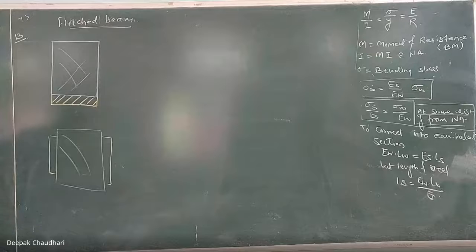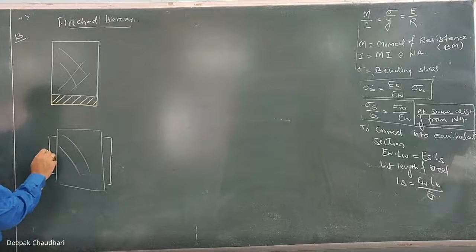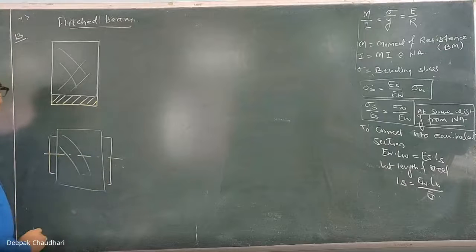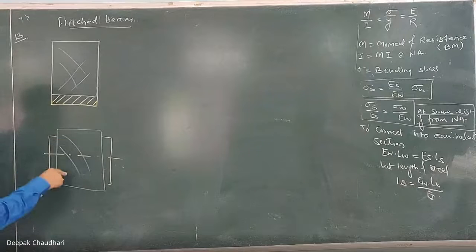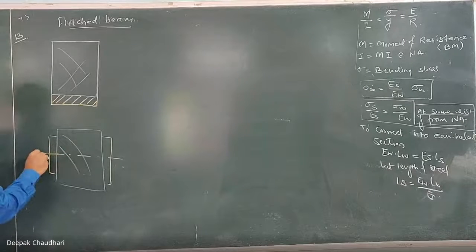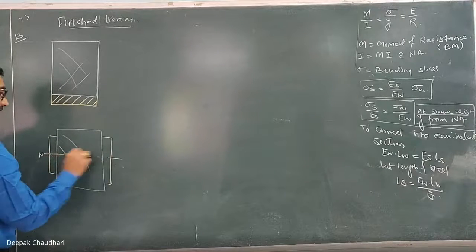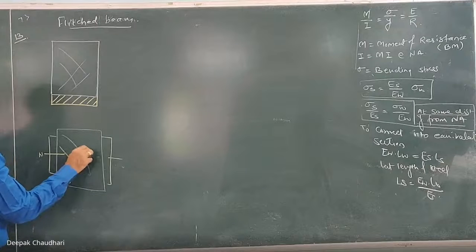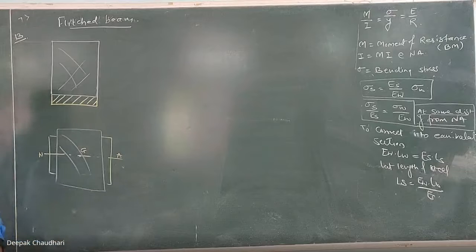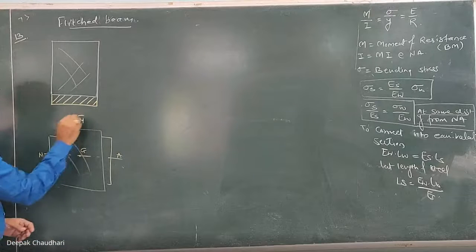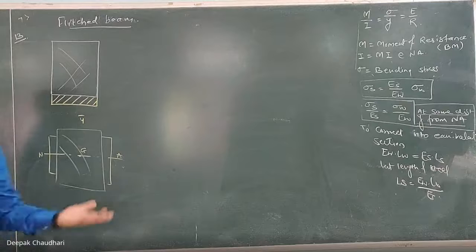The major difference is, even though two different materials are there, this cross section is symmetrical about this line. Since it is symmetrical, both steel as well as wood are symmetrical, so this line of symmetry itself becomes the centroidal axis, or the neutral axis. You don't have to calculate the y bar here, directly just by observation in the mind.